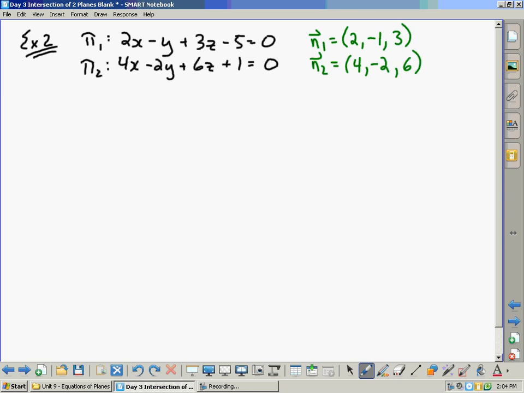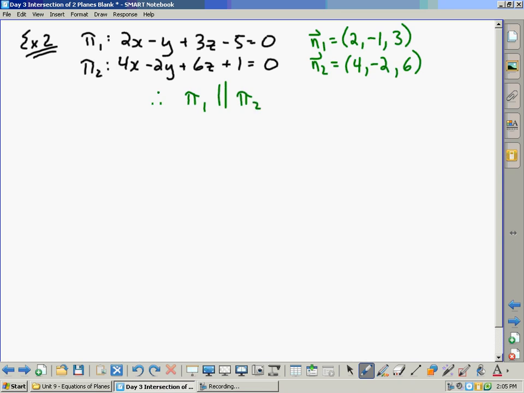Looking at the normals, are they scalar multiples of each other? And of course, you're all yelling at the screen. Yes, they are. So because they're scalar multiples, you'll notice that if you took number one and multiplied it by two, you would get number two. And so since they're scalar multiples, we know that plane one is parallel to plane two.